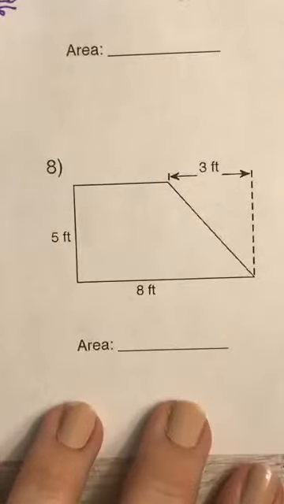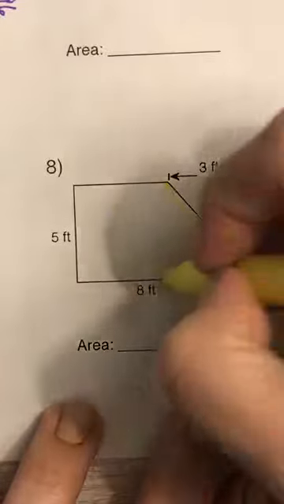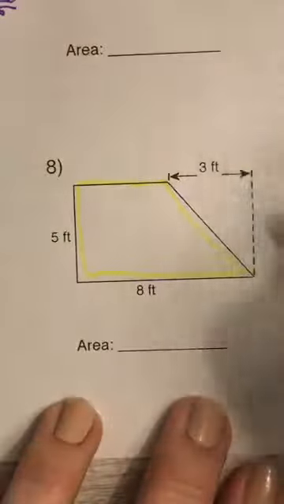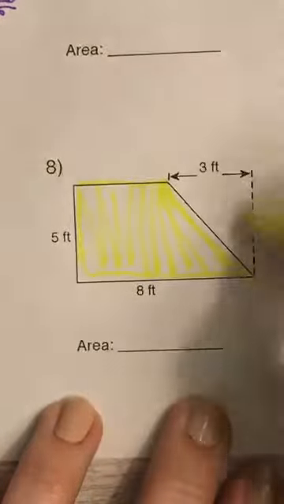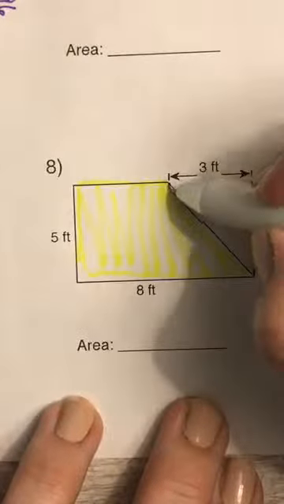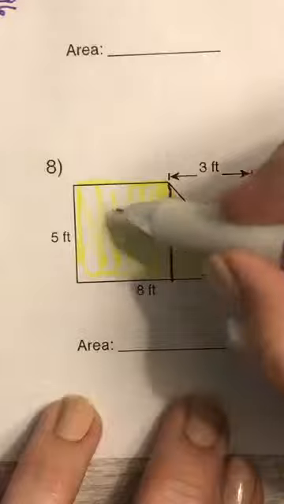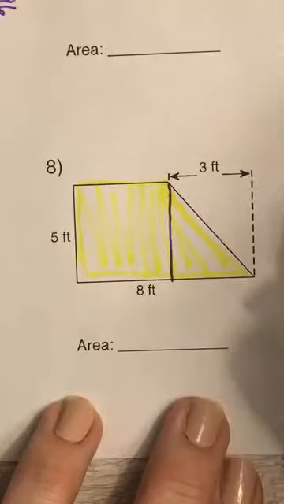For number 8, right here, we have a shape. This dotted line means it's on the outside. It's not part of our shape. It's just telling you how tall it is. And I'll show you why. If you divide this straight down now, you have a triangle and a rectangle.